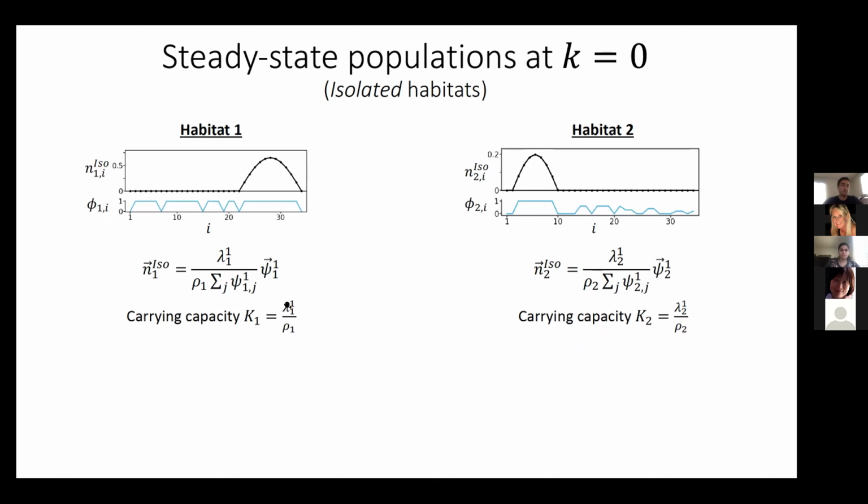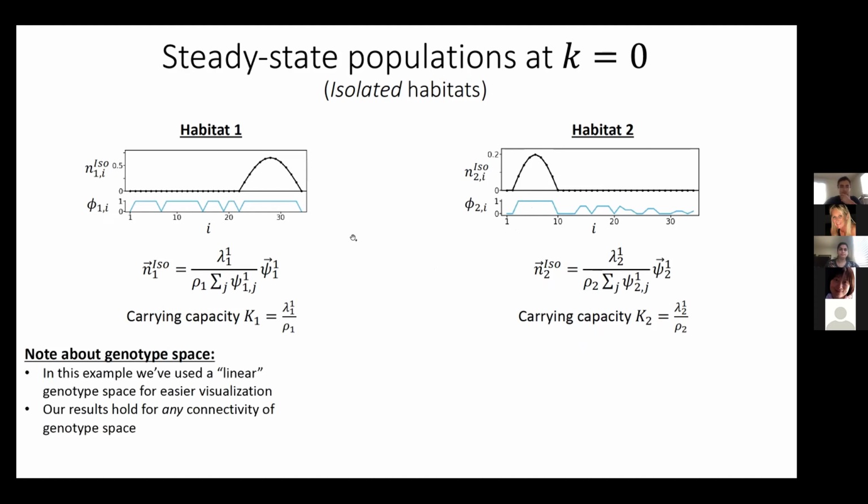And it's proportional to the maximum growth rate, which is intuitive, right? The higher the growth rate, the bigger the carrying capacity, and it's inversely proportional to rho, which is the resource limitation. So the more severely limited resources, the lower the carrying capacity. And the same picture applies just as well to habitat 2, except here the most fit region of genotype space is in a different place.